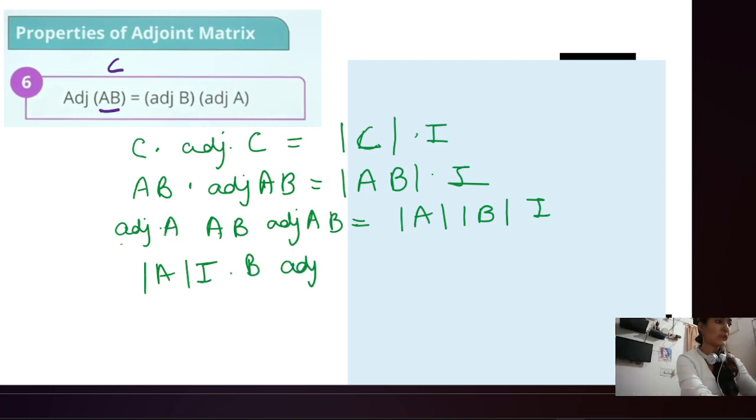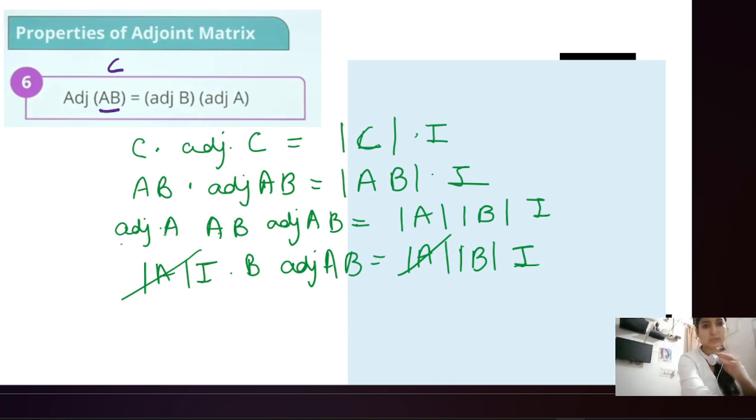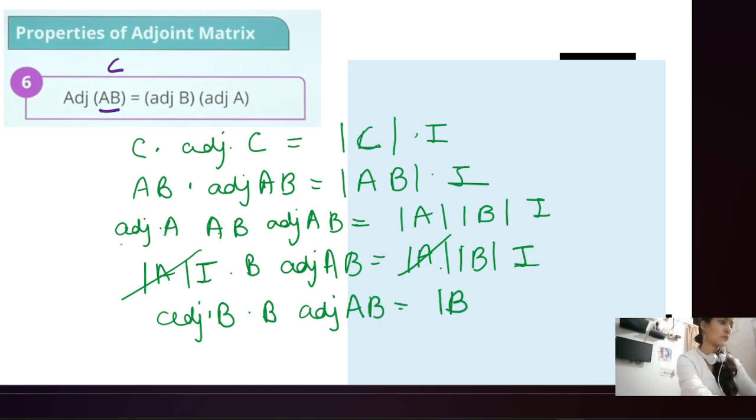Adjoint of AB is equals to determinant of A, determinant of B, and I. Okay. So this determinant of A will cancel out. And this I will get multiplied with the B, we are getting the same, so no need to write I here. So from here, now multiply adjoint B on both sides. This B comes here with adjoint AB, and oh sorry, I forgot to write adjoint of A here. Okay. So from here we are getting B.